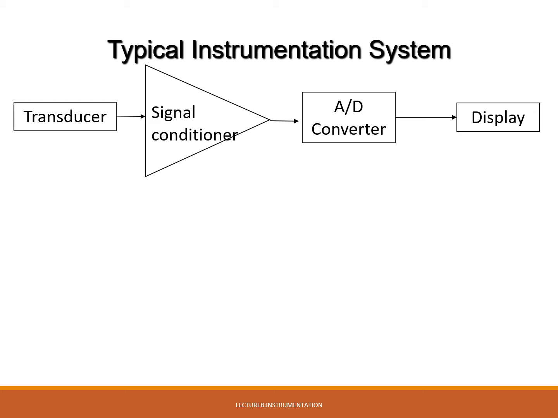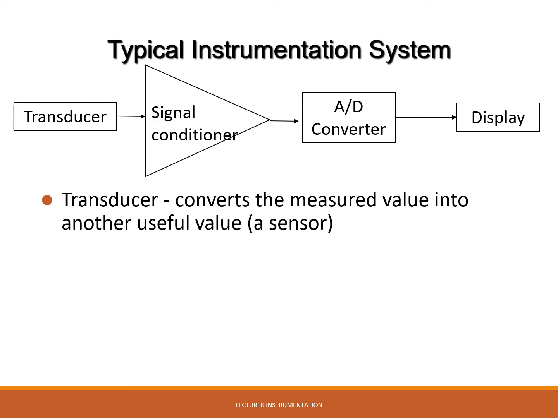So we're going to focus on transducer, where the function of the transducer is to convert the measured value into another useful value. This is basically a definition for a sensor. And normally sensor will convert a measured value, for example, any physical variable that we measured, temperature, pressure, level, and etc. And the function of the sensor is to convert that temperature, pressure into another useful value, normally in terms of voltage.